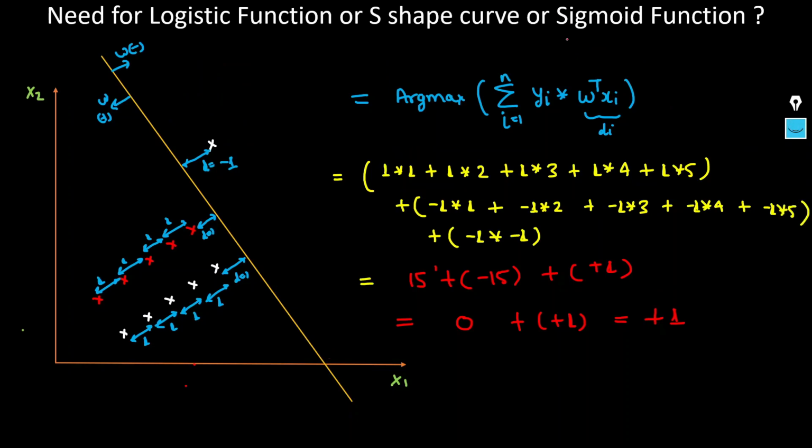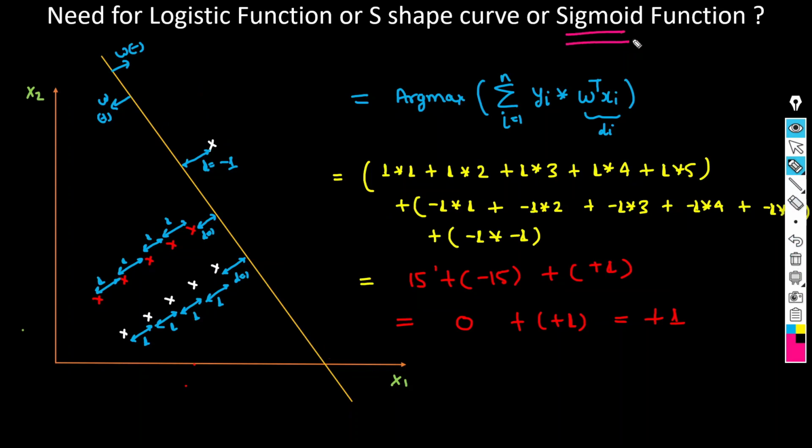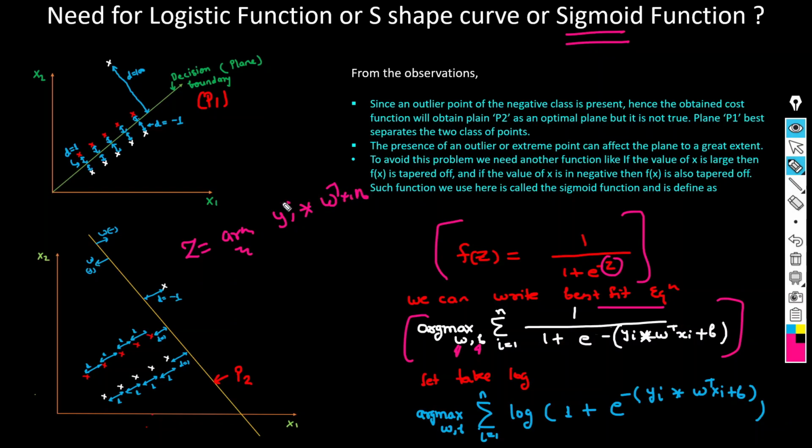So for that we are gonna introduce the sigmoid function. Let's see what would be the use of that. So sigmoid function is this: 1 divided by 1 plus e to the power minus z. So we can also write the best fit equation like this: maximize w, this particular equation, by changing the w and b value. 1 over 1 plus e to the power minus z. Z is your argmax, we can say yi multiplied by w transpose xi plus b, this.